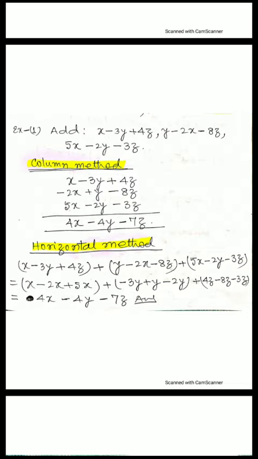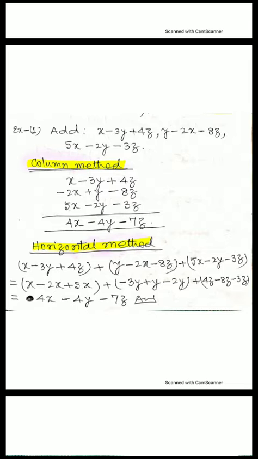Now add it. Write all like terms in the same column. So x minus 2x plus 5x: x plus 5x is 6x, 6x minus 2x, that is 4x. Similarly, minus 3y minus 2y is minus 5y, plus y, that is minus 4y. Now 4z minus 8z minus 3z: minus 11z plus 4z equals minus 7z.